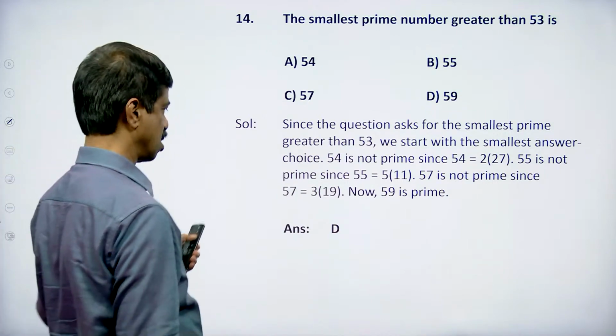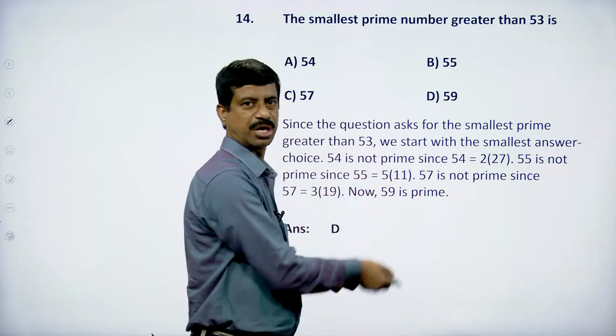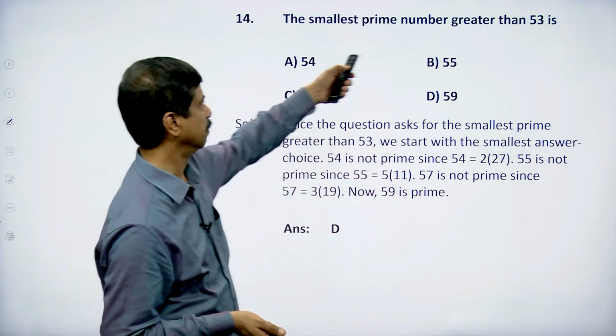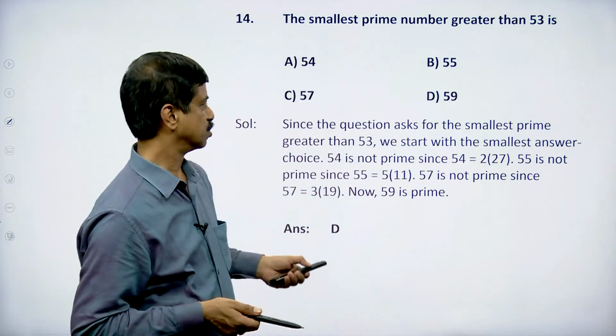I think we need not solve this. You could have understood what it is. I think there is no need of explanation also. You take the prime number immediately above 53. That's all. So, next question, children.